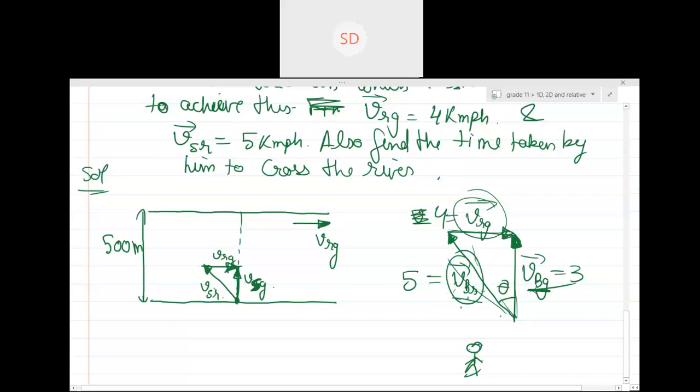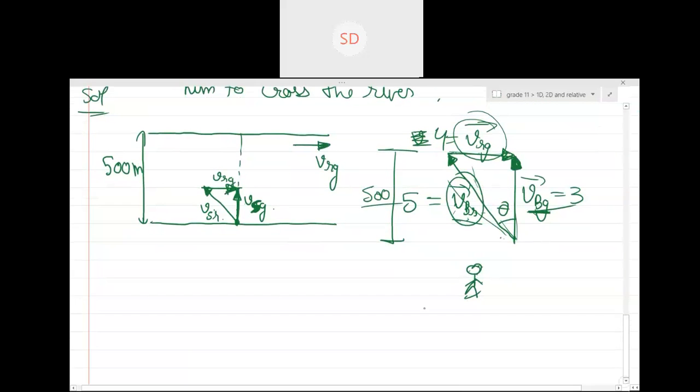And if he goes with the VBR speed, according to him he's going VBR, but he'll go 3. He'll reach the other side in 500 by 3. Yes, exactly, because 500 was this distance, no? But 500 meters, so you need to convert, to 0.5 kilometers.